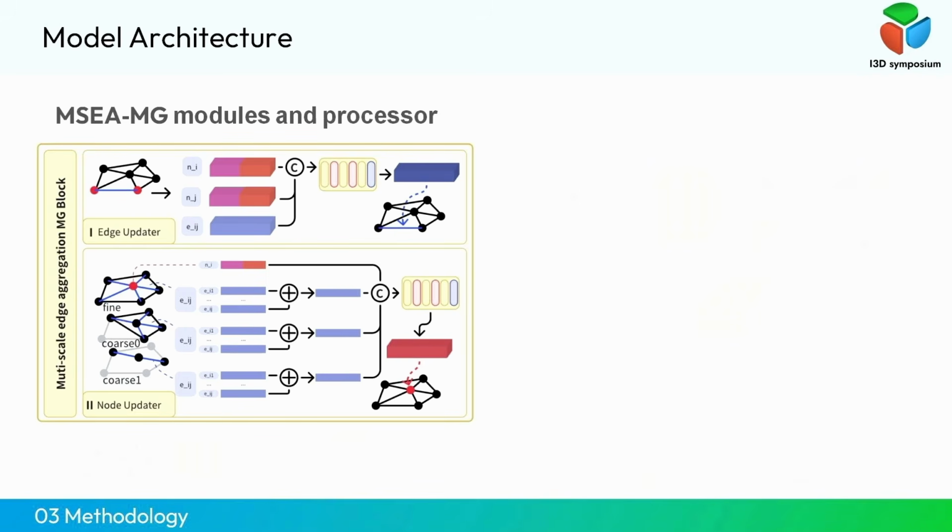MSEAMG modules and processor. The processor is composed of multi-scale edge aggregation mesh graph network, MSEAMG, modules. Edge-embedded features across multiple coarsening scales are initially processed by node updaters to refresh the central node's feature representation. Subsequently, edge updaters recompute edge features by aggregating updated nodal states from adjacent vertices, completing a message passing step. The multi-scale edge aggregation modules enable hierarchical message passing across coarsening scales, effectively expanding the single-step receptive field.